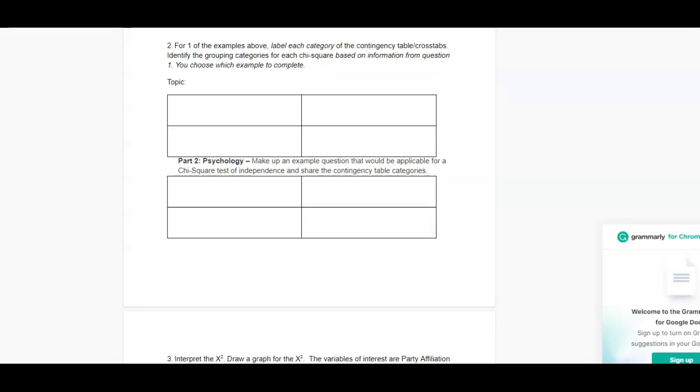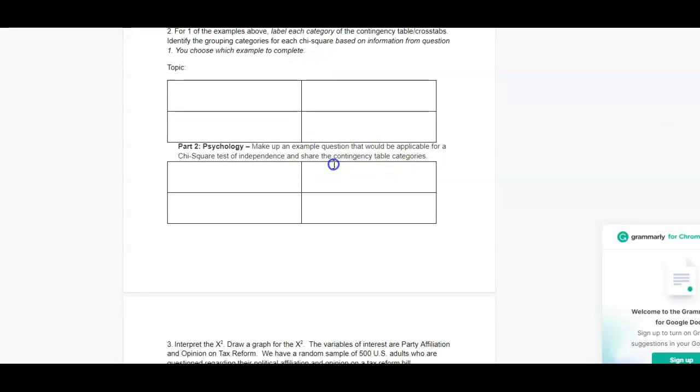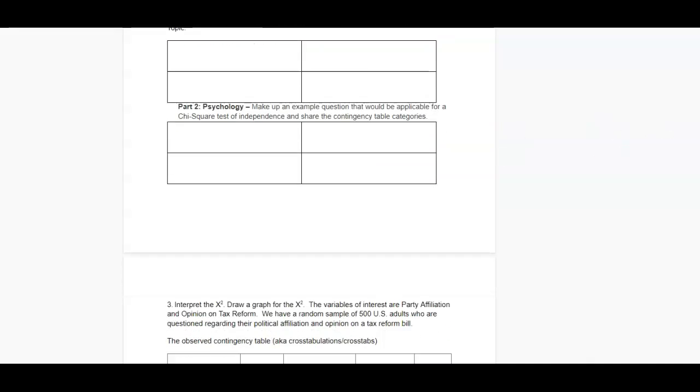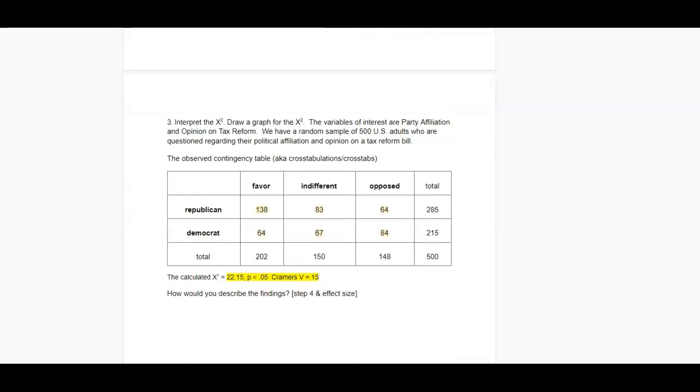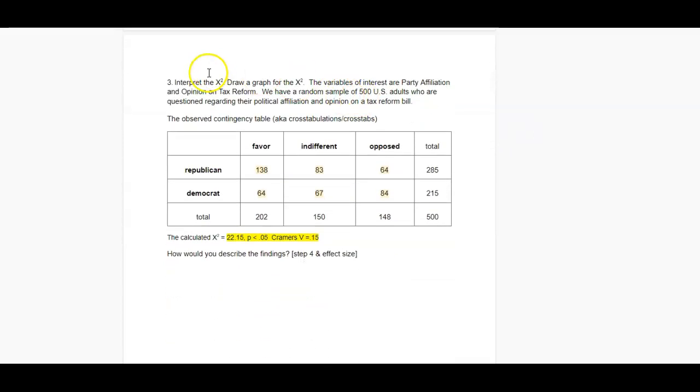I then am going to have you think of your own example. So make up an example that would be applicable, connected to psychology. Again, you're going to give me those 2 variables and then give me what 4 outcomes come through there. You then are going to be given some data. So here's the data. Again, you're going to interpret the chi-square. Give me those statements for that step 4, and you're drawing a graph. Here is your data for interpreting for your step 4.